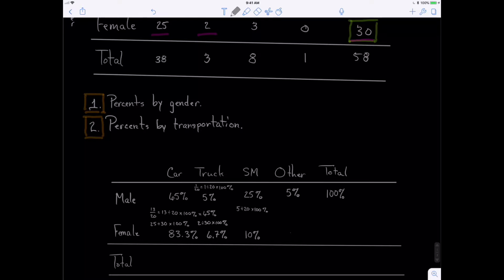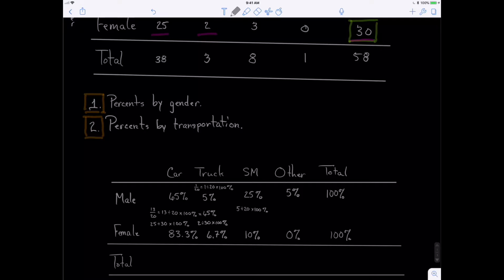And 0 out of 30 is 0%. And if we add these up, 83.3 plus 6.7 is 90%, plus 10 more is 100%, plus 0 is still 100%, and that's our desired result.